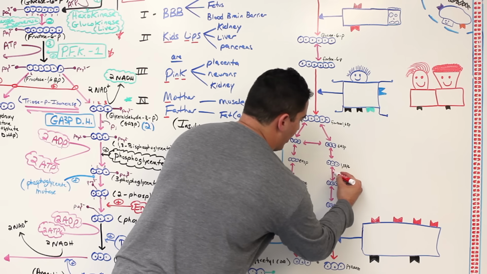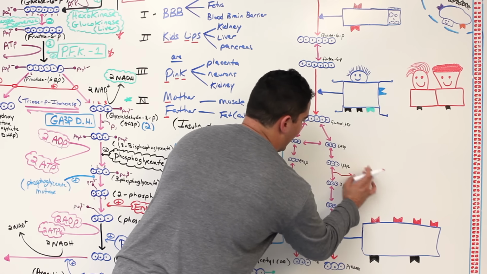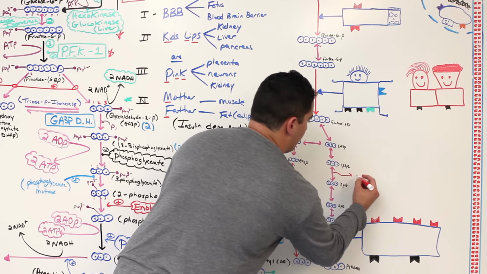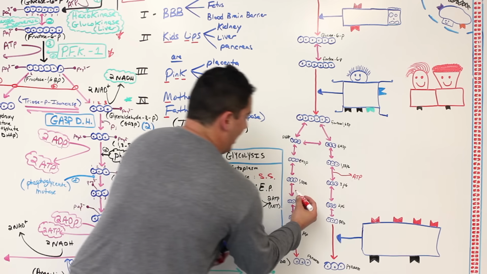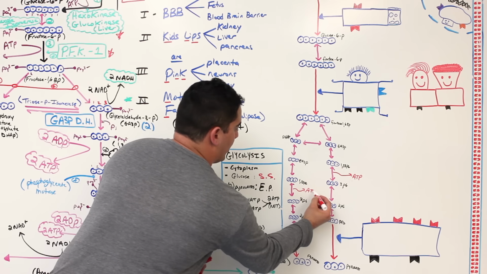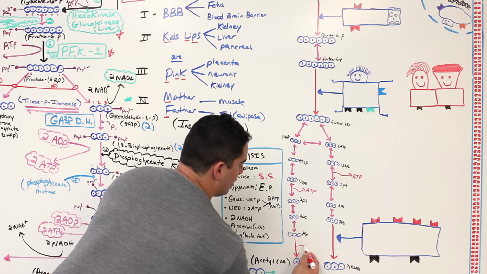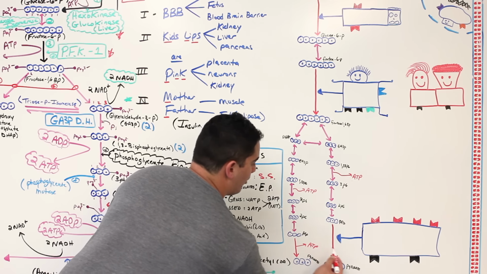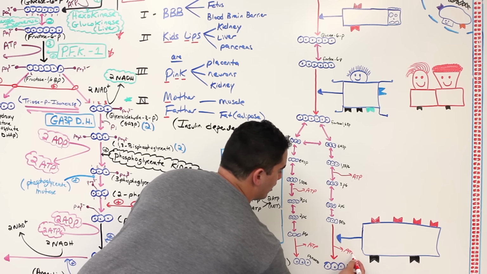Okay, and if you guys remember, there was a very important step where we were producing ATP. And that step was going to be right here. We were actually producing an ATP in this step if we technically consider it. And we were producing an ATP in this step right here. We were also producing an ATP in this step here. And we were producing an ATP in this step here.